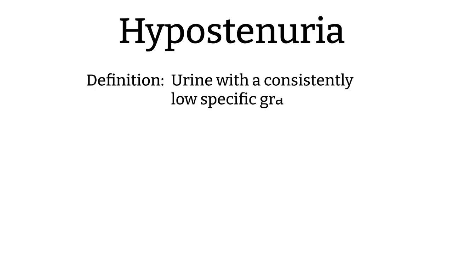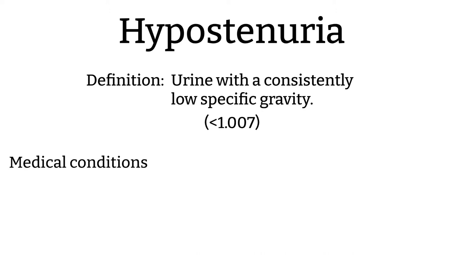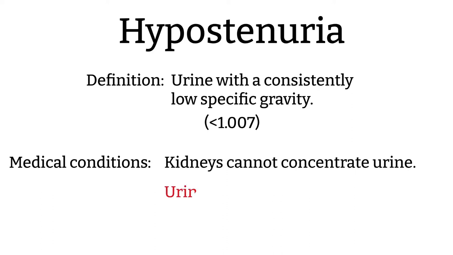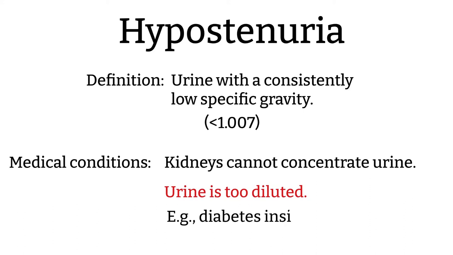Hyposthenuria. Hyposthenuria is used to describe urine with a consistently low specific gravity. Hyposthenuria is a concentration problem, so the urine is consistently diluted. This condition can be found in patients with diabetes insipidus. In a patient with diabetes insipidus, the urine specific gravity is really low because in this disease, there is a deficiency or resistance of ADH.